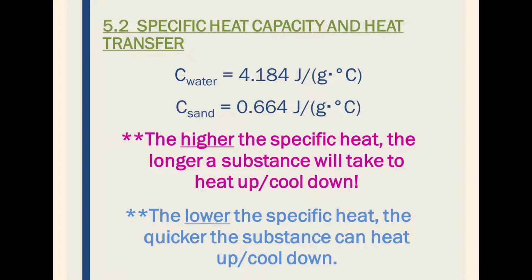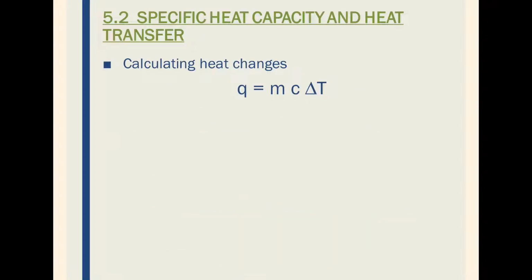Okay, so you're going to see this specific heat capacity pop up in some equations throughout this chapter, the first of which we'll see right here. So here is our first equation, Q equals m c delta T.